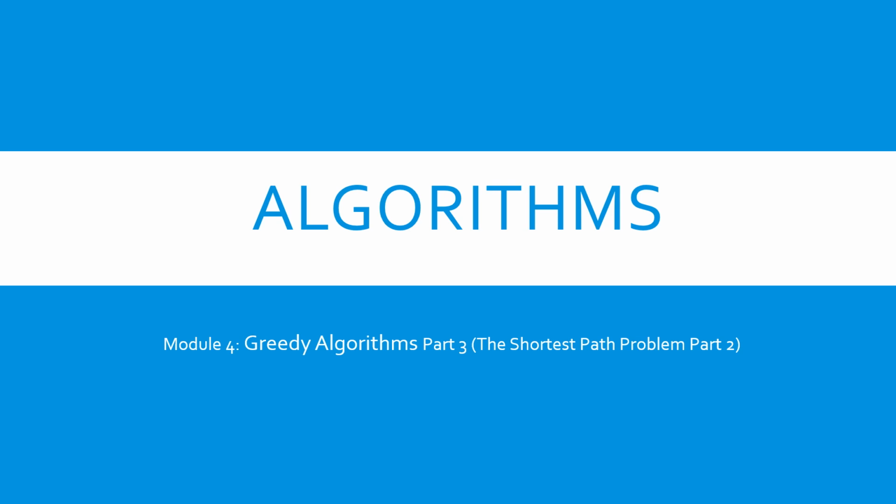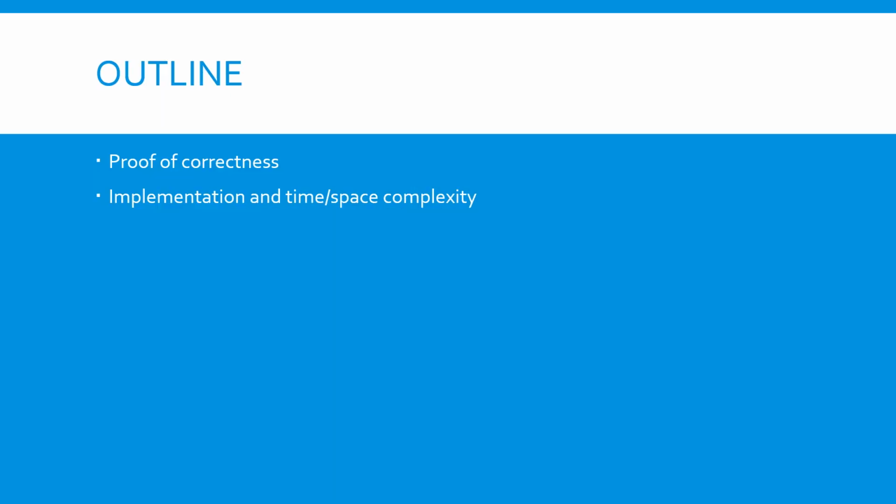This is part 3 of Module 4, Greedy Algorithms. In this video, we will continue our discussion on the shortest path problem and Dijkstra's algorithm. We will prove the correctness of Dijkstra's algorithm. We will also present its implementation details and analyze its time and space complexity.